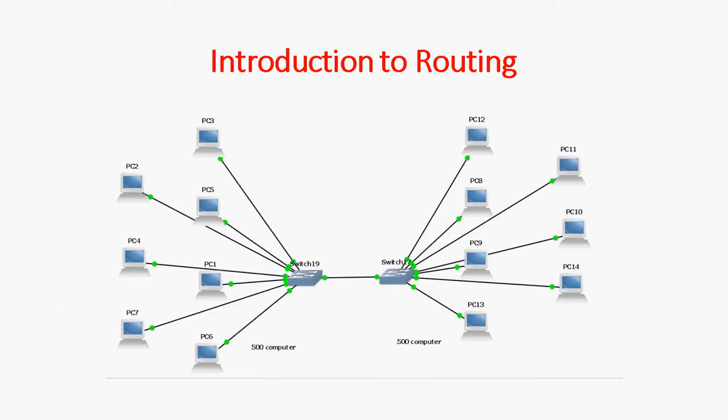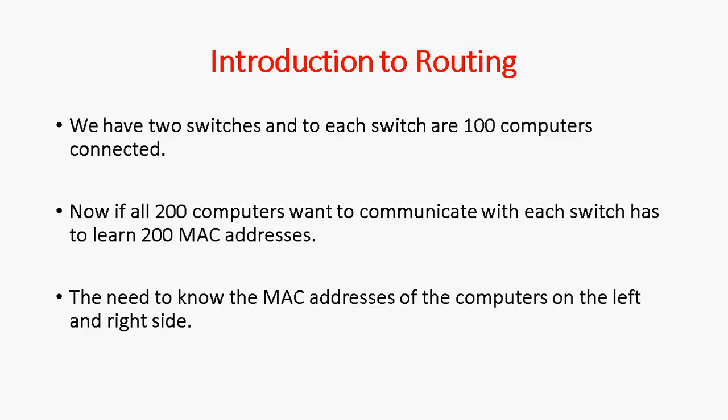Okay, now I will explain the main difference. This is my example. Here I have two switches. On the left side, switch 19, I connected 7 PCs, and on the right side, switch 17, I connected 7 PCs. Just assume switch 19 has 100 computers and switch 17 also has 100 computers. In the diagram I am not able to show 100 PCs connected, so just for example I connected 7 PCs, but you assume both switches, left and right, have 100 computers each.